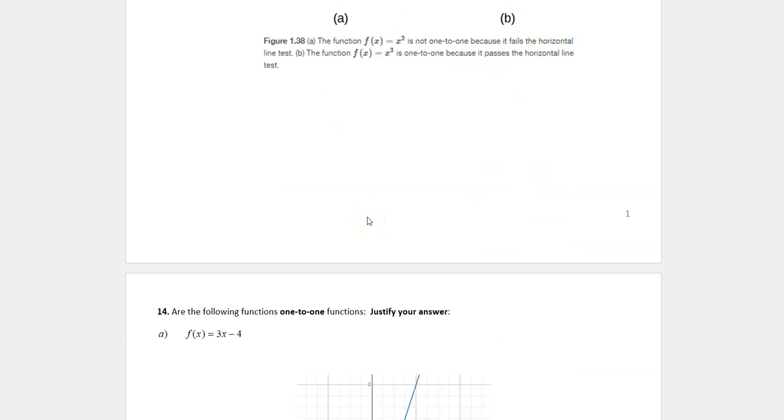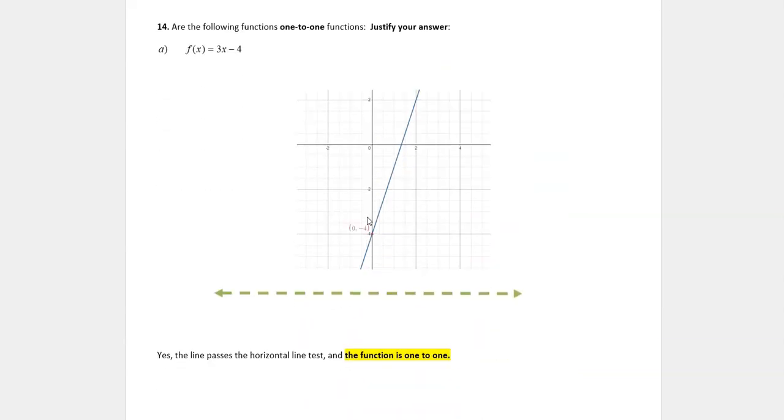So once again, let's take a look at one problem. Here you have a horizontal line, and all you need to do is draw the horizontal line. Don't forget the arrows. And at this point, we're testing if the function happens to be one-to-one. In this case, yes, it passes the horizontal line test, and then you only have one intersection. You only have to show one intersection or if it fails.